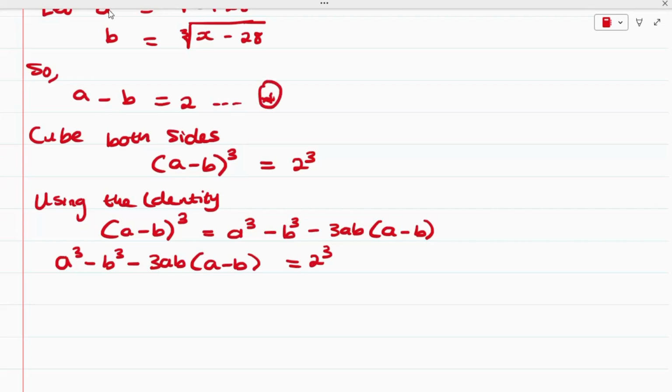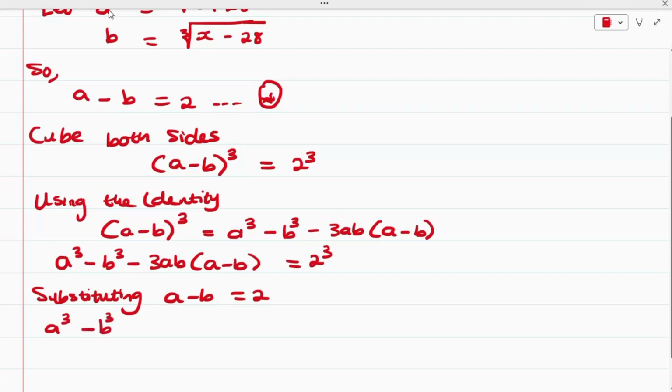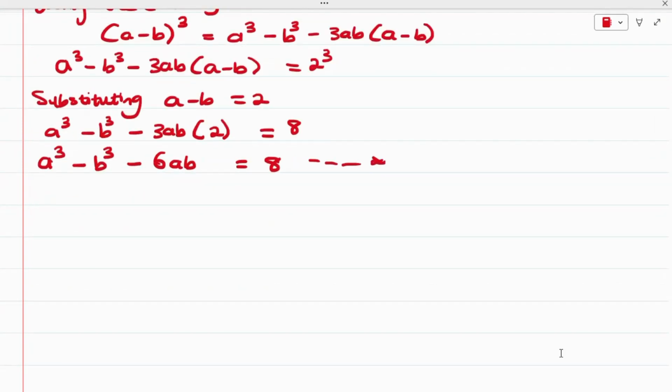So we want to simply substitute that. So we're going to say substituting, or we can easily say putting a minus b equals 2. We have a raised to the power of 3 minus b raised to the power of 3 minus 3ab multiplied by, now in place of a minus b, we're going to put 2, and this is equal to 2 raised to the power of 3, which is 8. So we have a raised to the power of 3 minus b raised to the power of 3 minus 3ab multiplied by 2 will give us 6ab, and this is equal to 8. So let's call this equation star star.